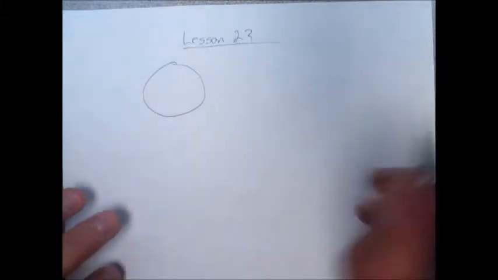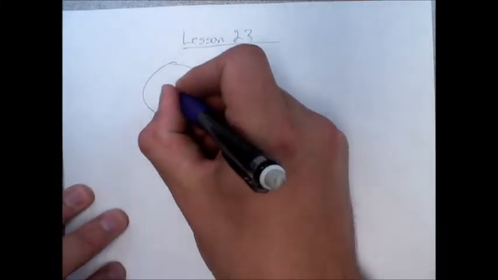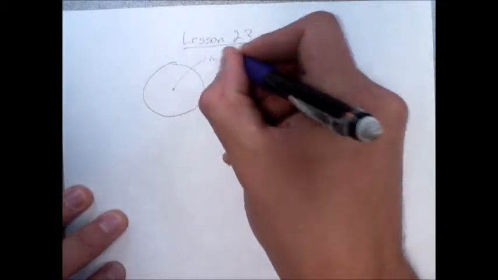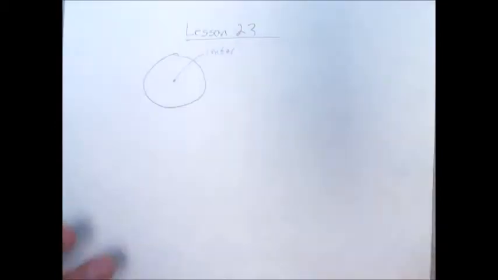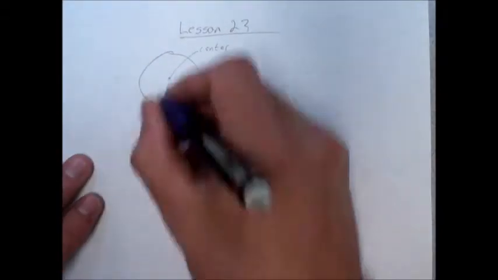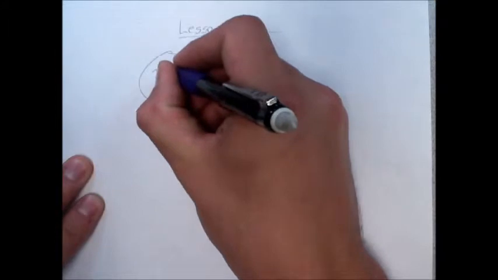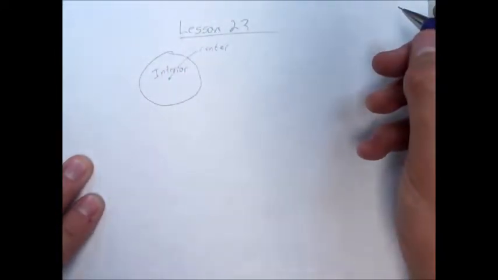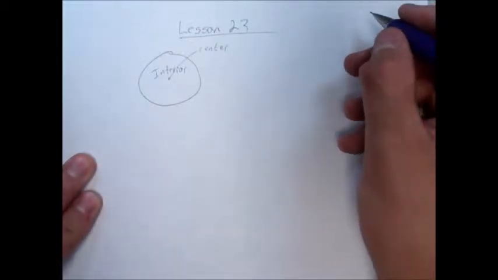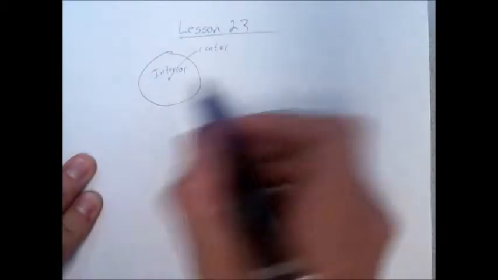So let's identify a few vocabulary words. When I say the center, I'm talking about that piece right there, okay? It's exactly the center, the middle, if you will, okay? Then when I say the interior, I mean literally inside. Therefore, the exterior is everything outside of the circle.